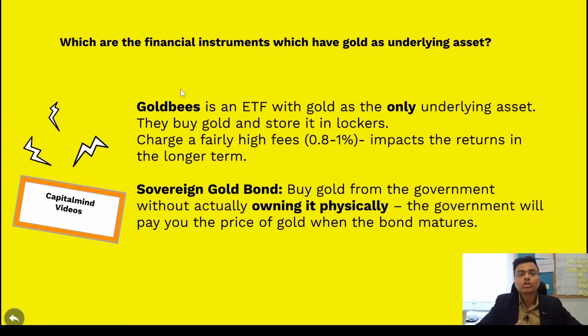And the other option could be sovereign gold bond. This is a fairly new instrument. It was launched around 2015. So here the funda is very simple. You buy gold from the government without actually taking the possession of physical gold. So there is no physical gold involved here. You just buy the bond from the government. On maturity, they will give you the price of gold.